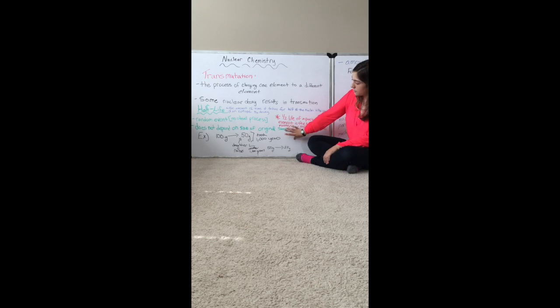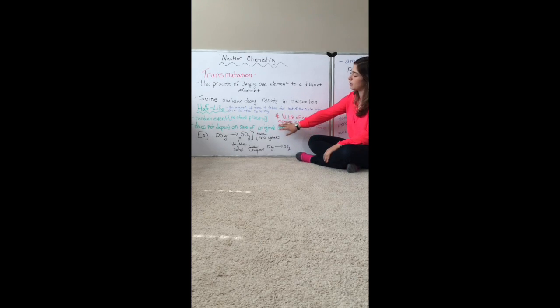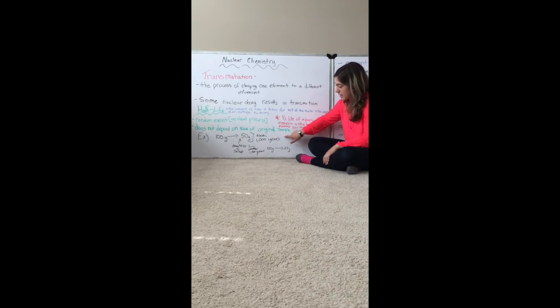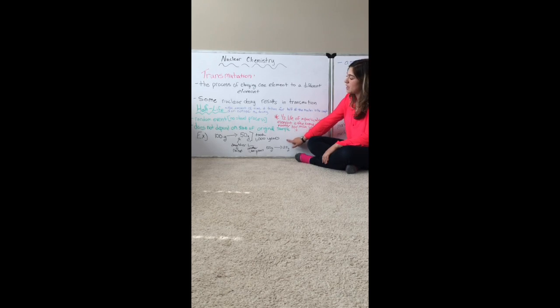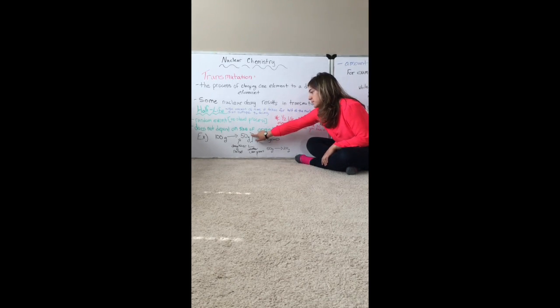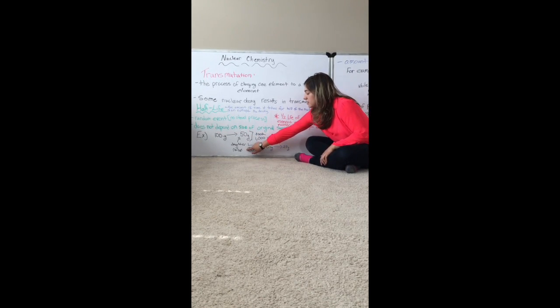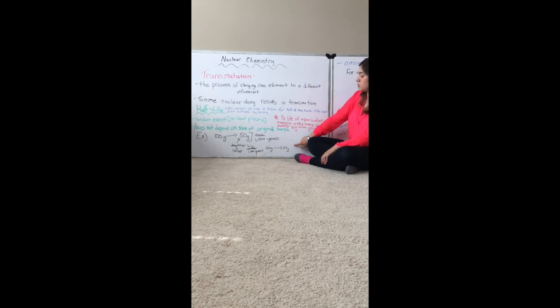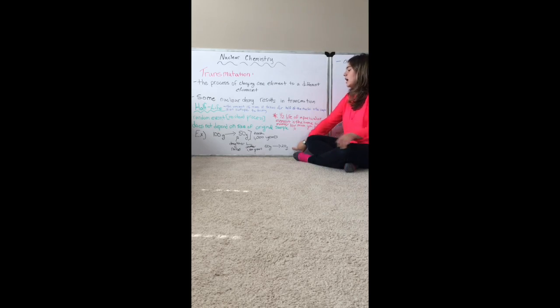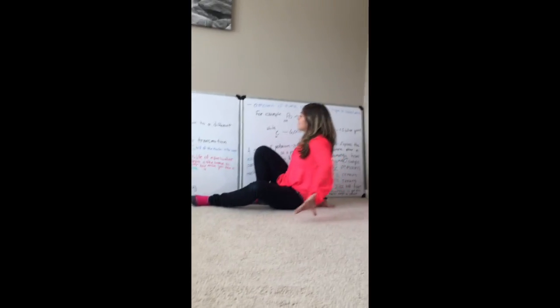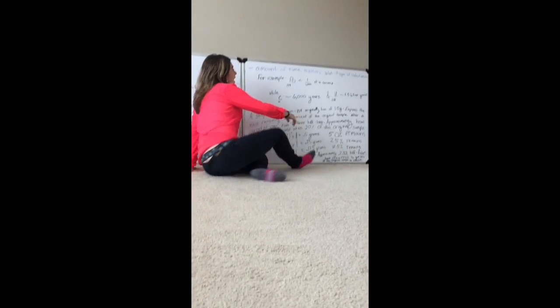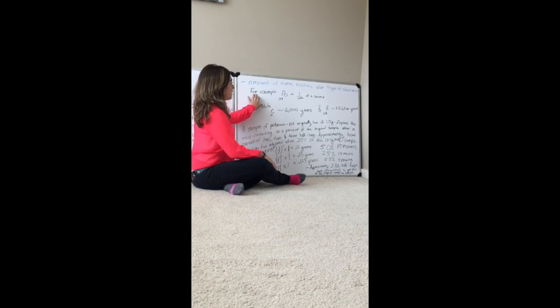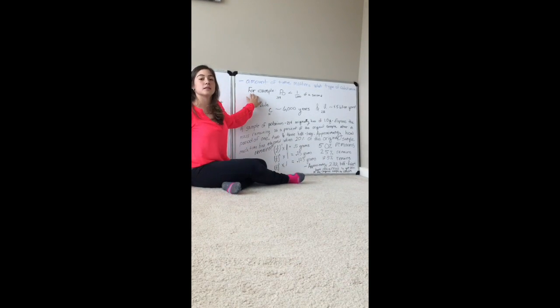Here's an example. If you have 100 grams and you give it 1,000 years, and it's 1,000 years for this particular element, then it will have 50 grams. This is called the daughter nucleus. If you gave it another 1,000 years, it would result in 25 grams. If we come over here, flip it. The amount of time depends on the substance.